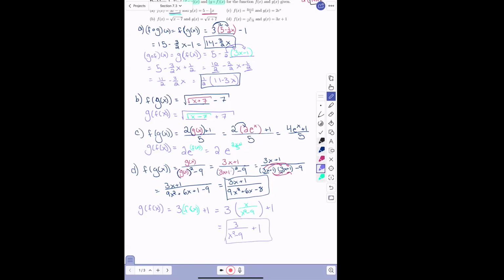Shouldn't there be an x in the numerator? Yes. Yeah, 3x. Yep. I think I said it, but didn't write it. Thank you. All right. Any questions there?